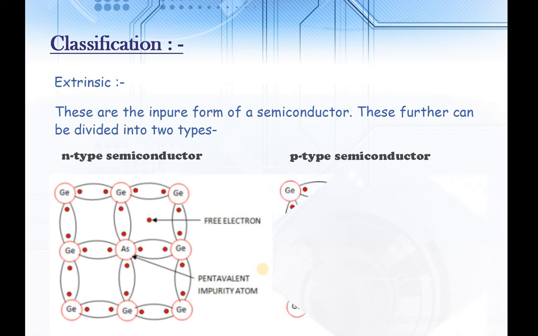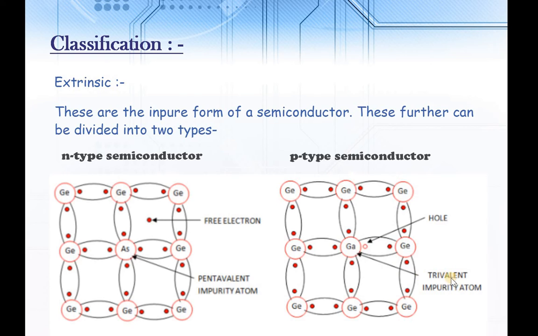Now in case of P-type semiconductors, group 3 elements, meaning trivalent atoms like aluminium, boron, indium and gallium, are added as impurity. So when we add this kind of impurity to an intrinsic material, the available 3 electrons make covalent bonds with germanium atoms. But at the same time a vacancy is created. This vacancy is nothing but a hole. This vacancy can accept electrons, so it will further form an acceptor level.